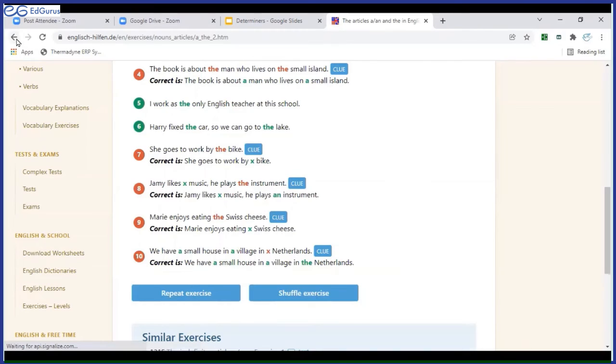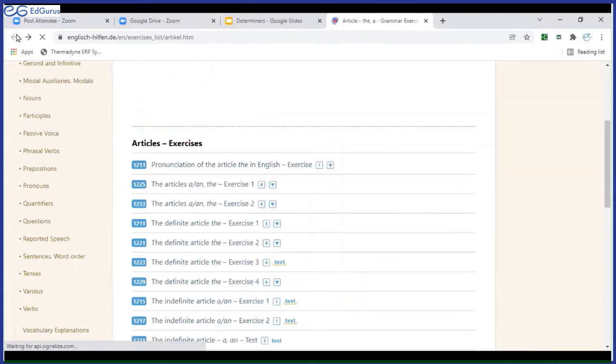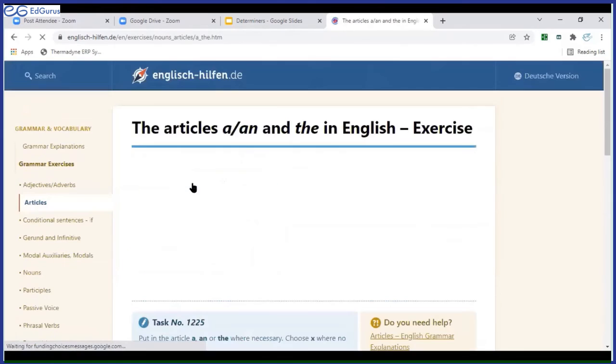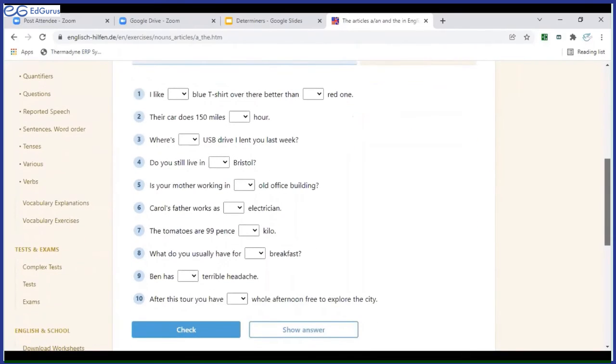Now there is one more exercise. That is, I think, exercise. Yes. Let's take up this one. Again, you have to use a and the, right? Okay. Yes. Now do it very carefully. Read the sentence time and again. Try to understand what it says. Don't be in a hurry. Fine? Yes.